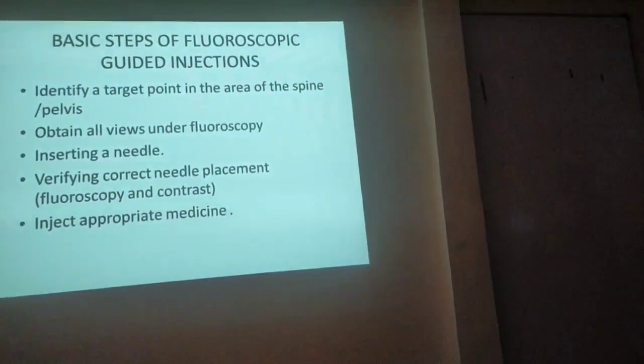Now let's come to the basic steps of fluoroscopic guided interventions. You deal with this in terms of these 5 steps. You identify your target point, whether you are going ahead with the transforaminal epidural, or whether you are going ahead with facet joint injections. So you first need to identify your target point. Identification is done in your AP view, 0 AP. Then you have to obtain all views under fluoroscopy and insert a needle. Both these are dynamic changes. You keep doing it with each other.